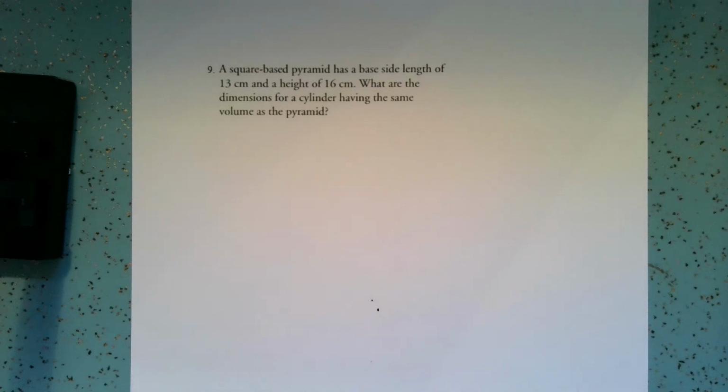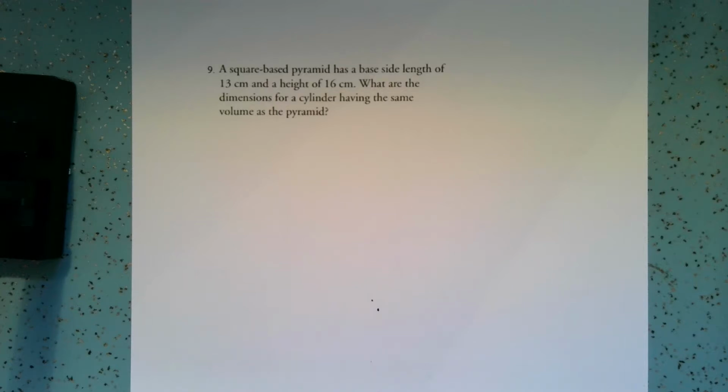All right, 9, so I had a request for question 9 in the review package. So let's take a look. We have a square base pyramid with a base side length of 13 centimeters and a height of 16 centimeters. And then it asks, what are the dimensions for a cylinder that has the same volume as the pyramid?